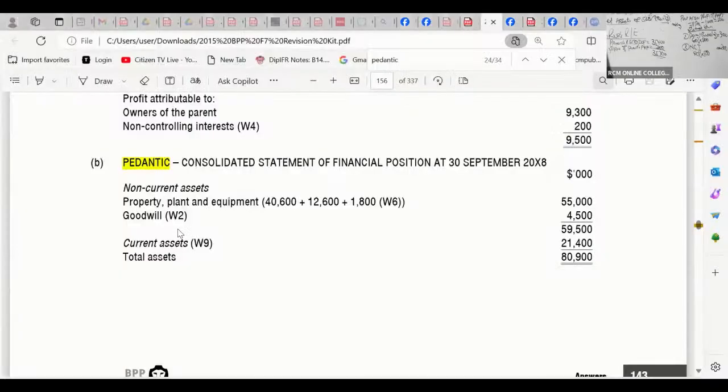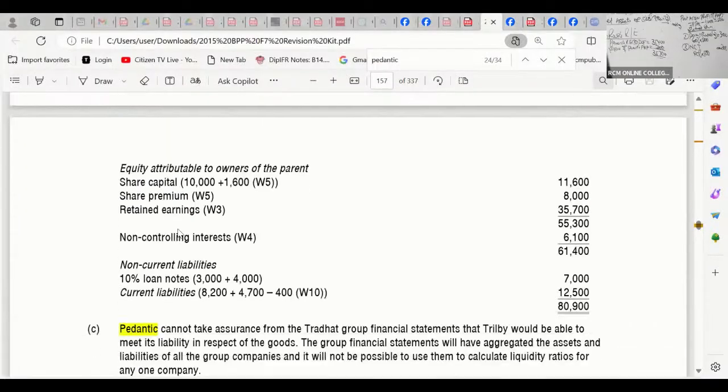Total equity and liabilities. Add all of them. This column here, I don't even need these subtotals. No matter what I do, I add all of them. 11,600, 8,000, 35,700, 6,100. You add the loan note of 7,000. You add current liabilities of 12,500, and then you see whether you're getting 8,900.